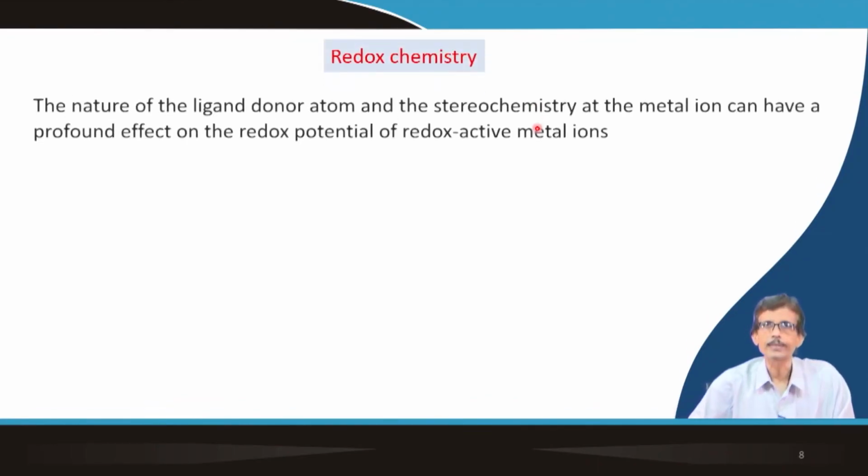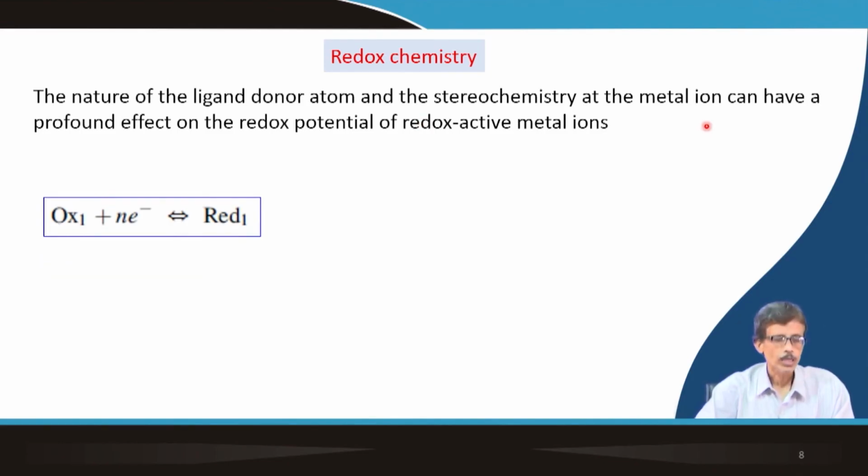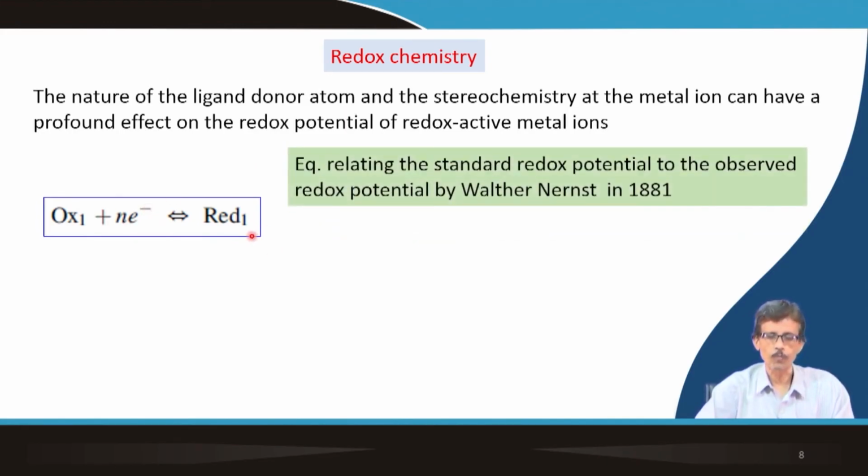Then we will quickly see the redox chemistry, how the nature of the ligand donor atom and the stereochemistry can perturb the corresponding behavior of the metal ion for electron transfer. What is that electron transfer? If you have an oxidized species Ox1 that can accept n number of electrons, giving rise to your reduced form, we can have an equation.